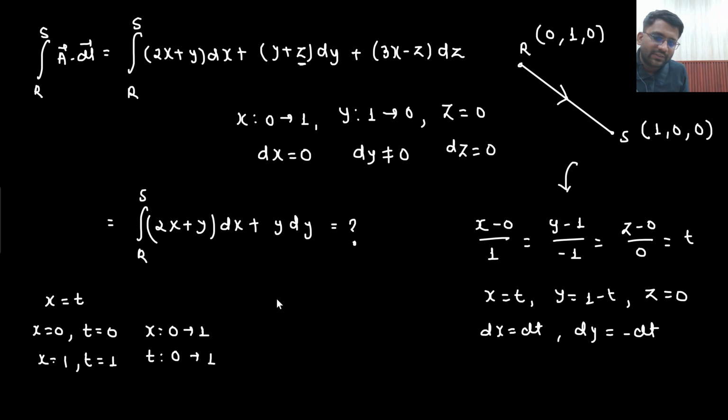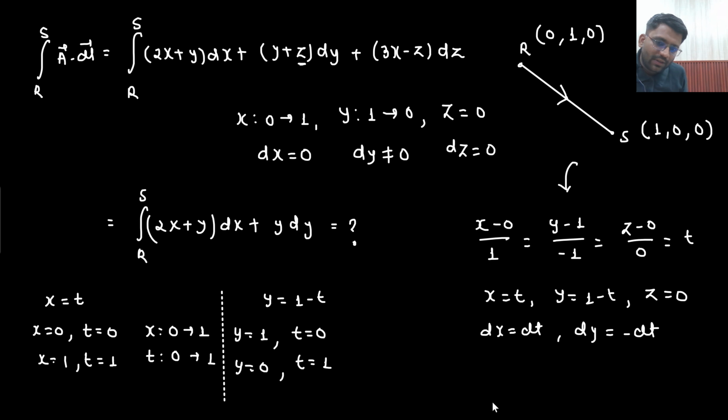Or you can check with respect to y as well. Y equals 1 minus t. Y is going from 1 to 0. If y is 1, then t is 0, and if y is 0, then the value of t is 1. So if y is going from 1 to 0, then t is going from 0 to 1 only.